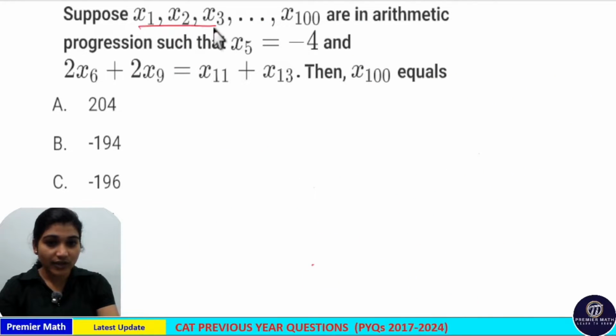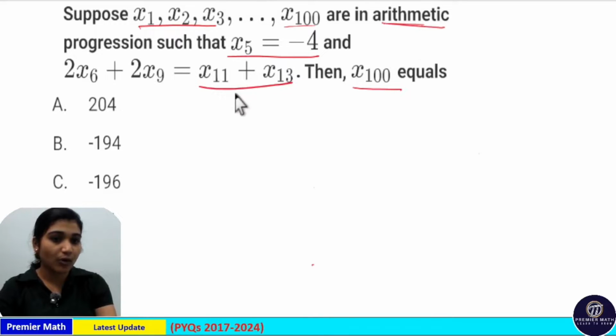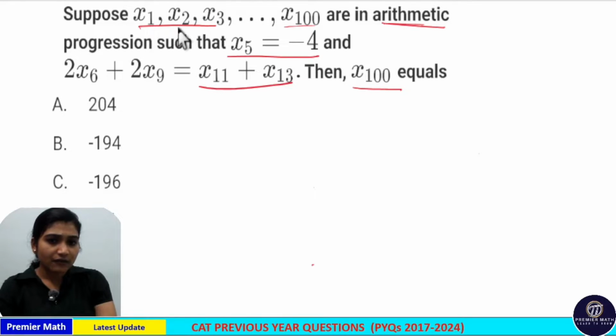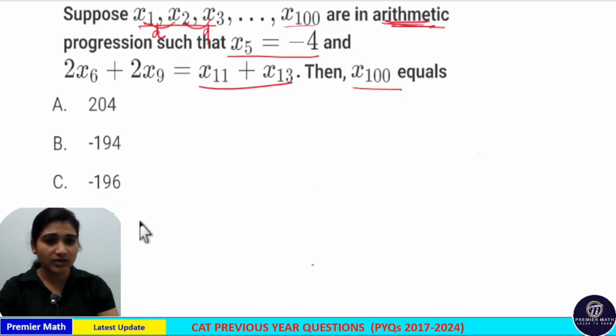Suppose x1, x2, x3 to x100 are in arithmetic progression such that x5 is equal to minus 4 and 2x6 plus 2x9 equal to x11 plus x13. Then x100 equals? Here arithmetic progression means difference between consecutive terms are equal. Here x2 minus x1 is d, means x3 minus x2 is also d.